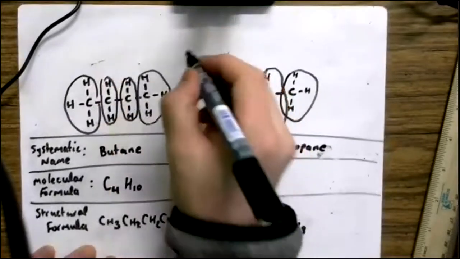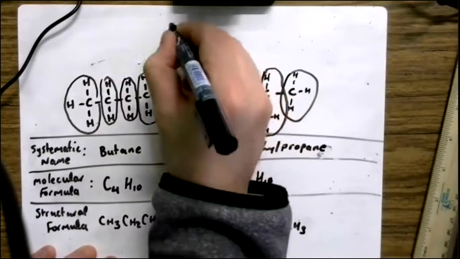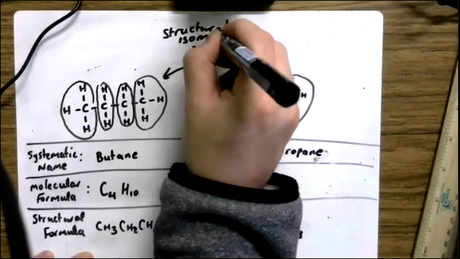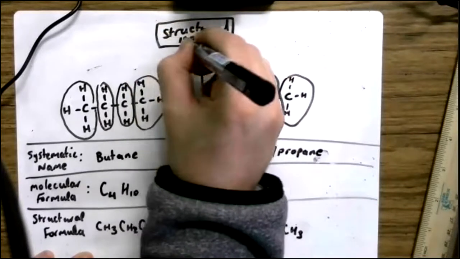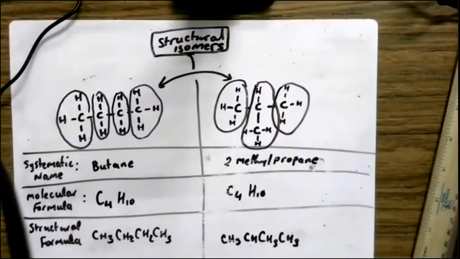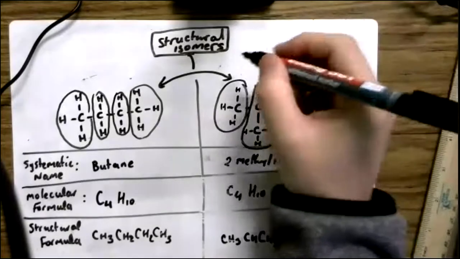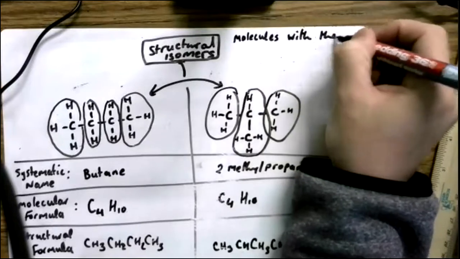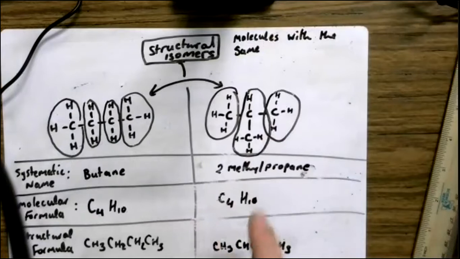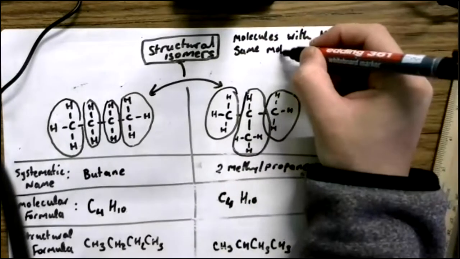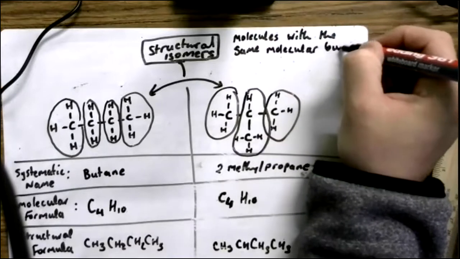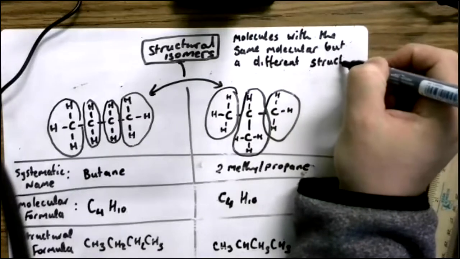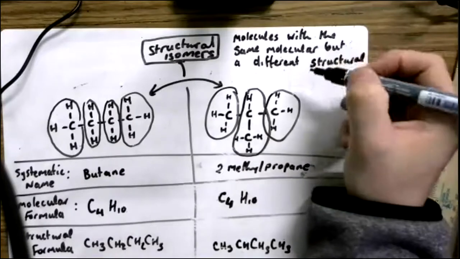These two things are what we call structural isomers. Okay, so these are structural isomers. If I was to explain using a sentence what a structural isomer is, we would say that they are molecules with the same, well, what is the same about them? They have the same molecular formula, but a different structural formula or a different displayed formula. In other words, the atoms are arranged differently.